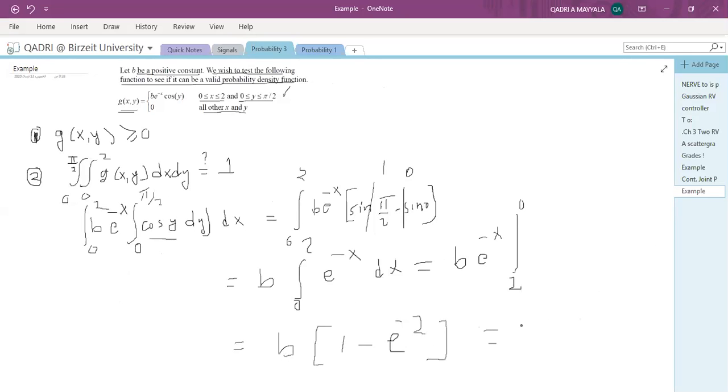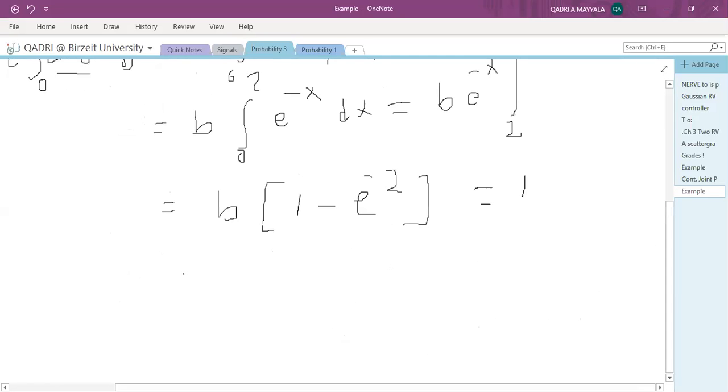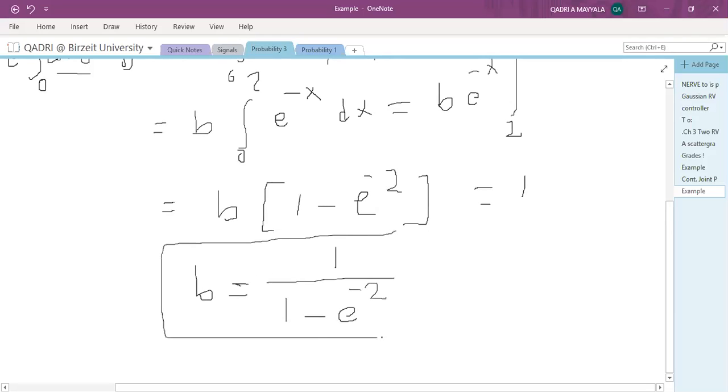This has to equal 1 for the function to be valid. So what should b equal? For this function to be a valid joint PDF, b should equal 1 over 1 minus e to the minus 2. This is how to show that the function is a valid joint PDF. You first have to verify it's a positive-valued function over the given interval, and you need to show that the double integral of this function, or the volume under the curve of this function, equals 1.